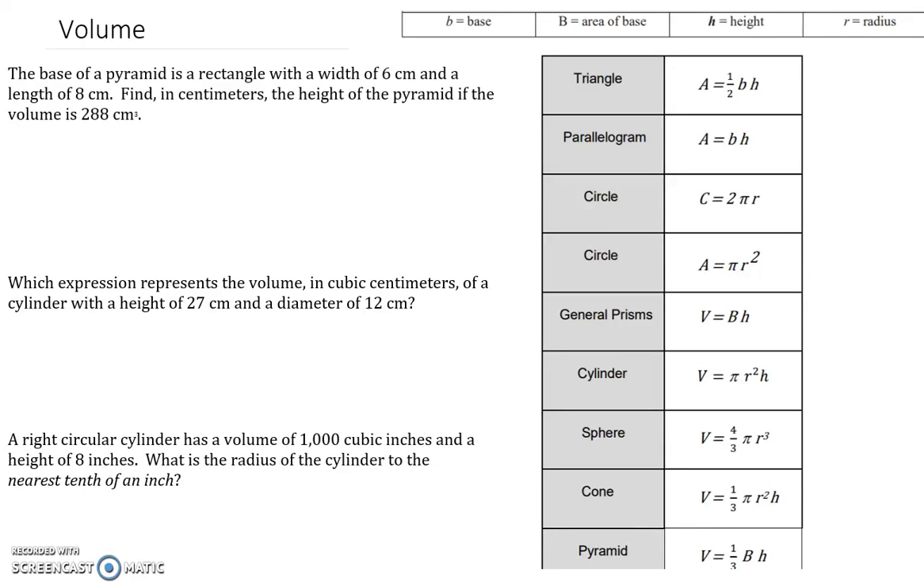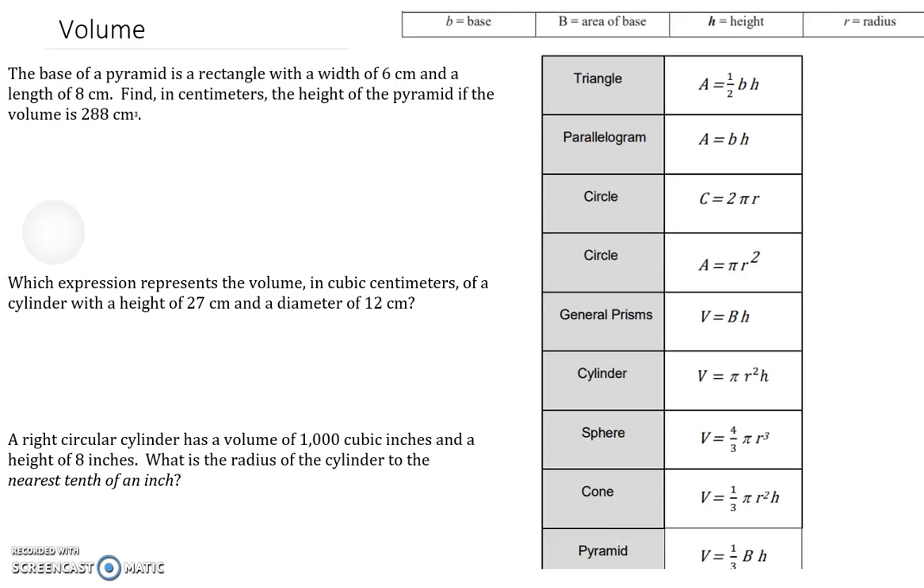When it comes to solving volume problems, the big thing we have to realize is what kind of shape it is that we're trying to solve for. The other thing is what variables do we know, what variables don't we know, and how do we solve for those variables. If we look at the first problem here, it tells us that the base of a pyramid is a rectangle, so we're talking about a rectangular pyramid.